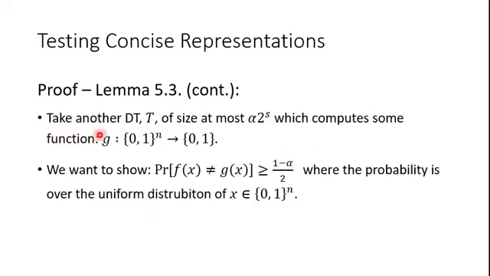So we will take another decision tree T, of size at most alpha times 2^s, and this decision tree computes some function g from {0,1}^n to {0,1}. Now what we want to show is that the probability of f(x) not being equal to g(x) is at least 1 minus alpha divided by 2, where this probability is taken over the uniform distribution of x in {0,1}^n.